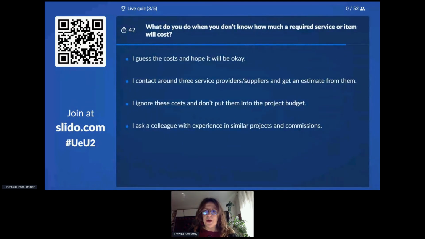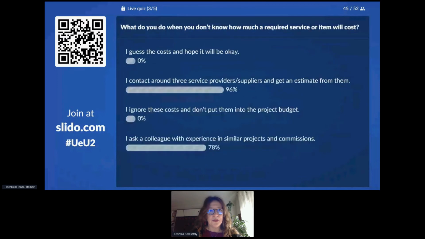What do you do when you don't know how much a required service or item will cost? So you can say, I guess the cost and hope it will be okay. Or you can say, I contact around 3 service providers and get an estimate. Or I ignore those costs and don't put them into the budget. Or I ask a colleague with experience in similar projects and commissions. You can choose 2 good answers. Thank you for the answers.